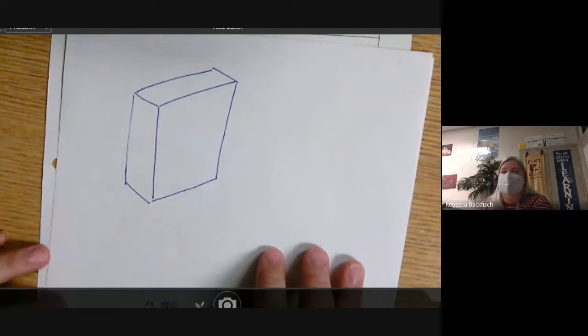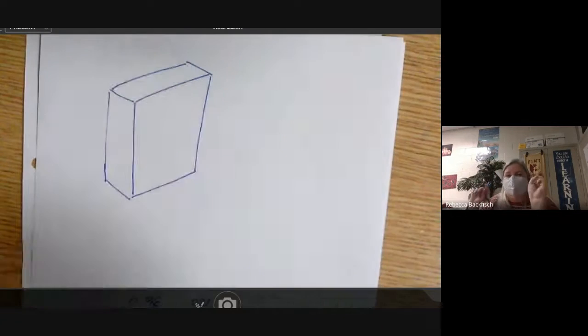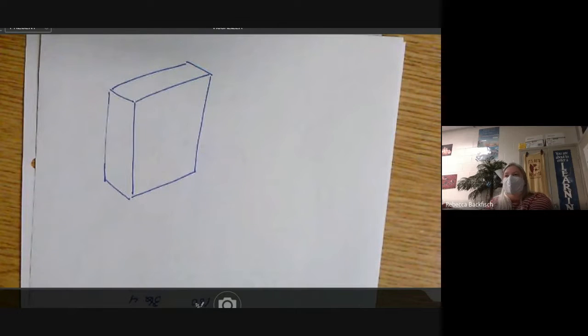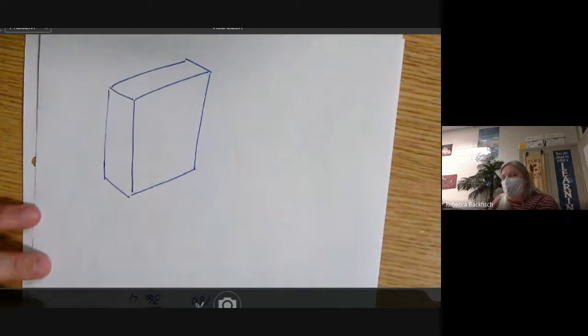Okay, here we go. This is a rectangular prism. Now, the whole rectangular part, we name a prism for its base. So if I say a triangular prism, I mean a prism with a triangular base. If I say a hexagonal prism, that would be a prism with a hexagon base. So let's talk about what the base is.